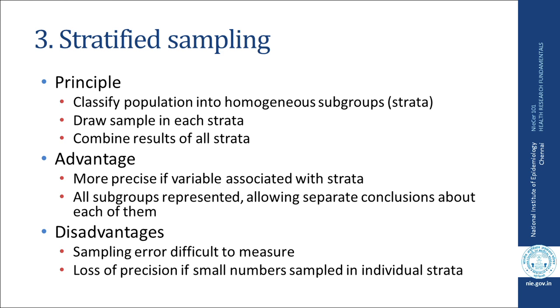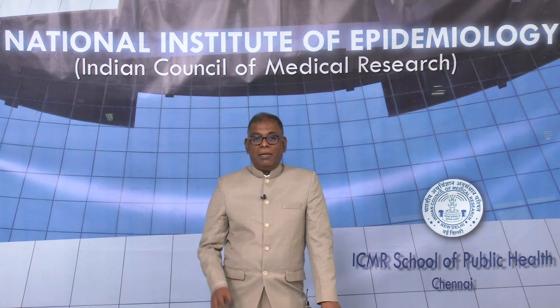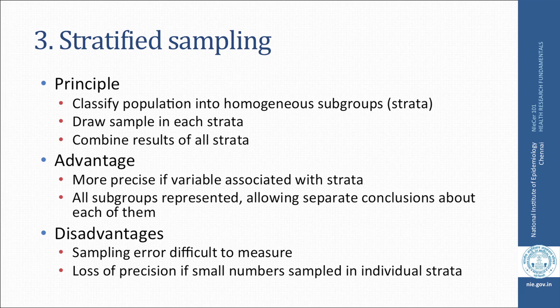Suppose a natural strata could be male and female. So, you have an estimate for male and you have an estimate for female, and you can have an estimate for combined male and female for the whole population. But the disadvantage is that sampling error is difficult to measure, and there could be loss of precision if you have a lot of strata, and for each stratum you have small numbers in it.